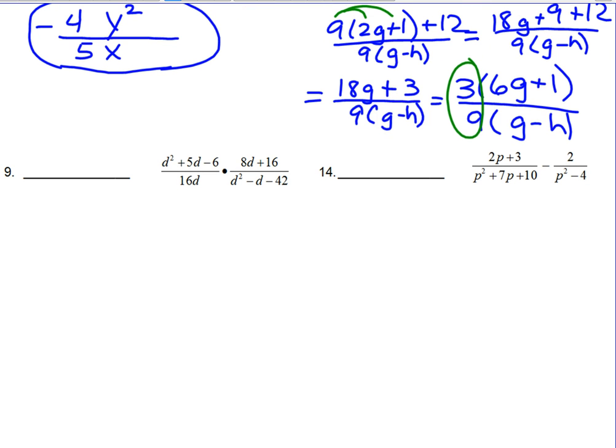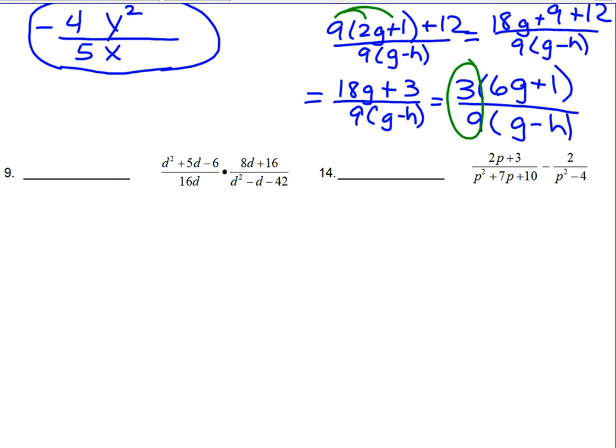Let's look at 9. 9's about factoring again. So it's going to be factor, factor, factor, factor, and then reduce. So first, what multiplies to give me negative 6 and adds to give me 5? The answer would be plus 6 and d minus 1.